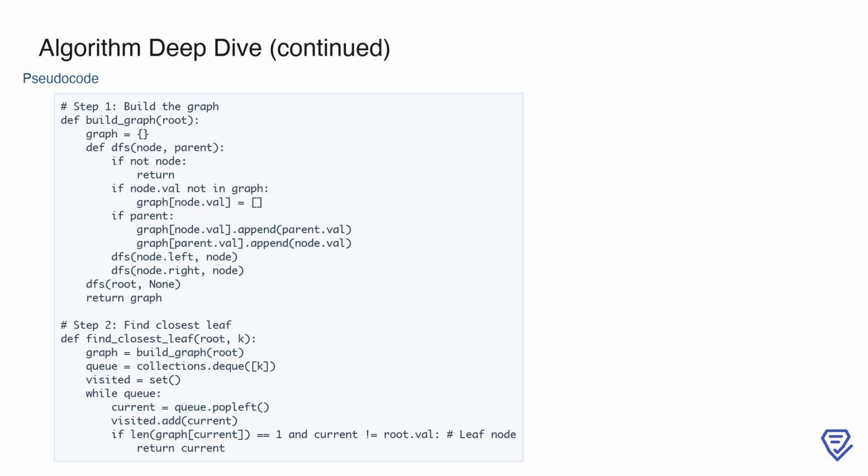Once the graph is built, we switch to the main function that finds the closest leaf. Here, we initialize the graph using the helper function, then set up a queue with the target node k as the starting point. We also initialize a set to track visited nodes. As we process nodes from the queue, we mark each as visited. If we encounter a node that has only one connection in the graph and it's not the root, we know it's a leaf node. In that case, we return its value immediately. This approach ensures that we find the closest leaf as quickly as possible, leveraging the level order nature of BFS.